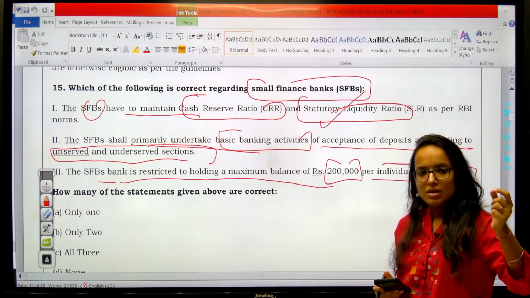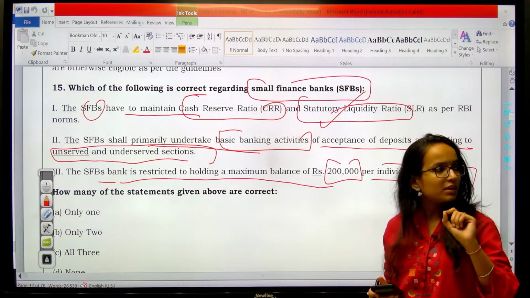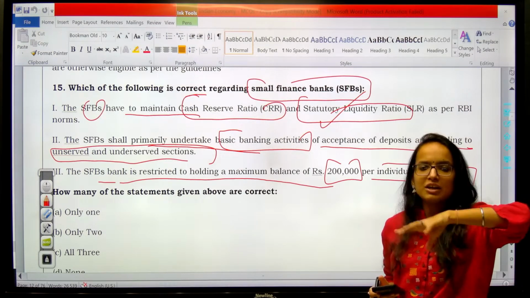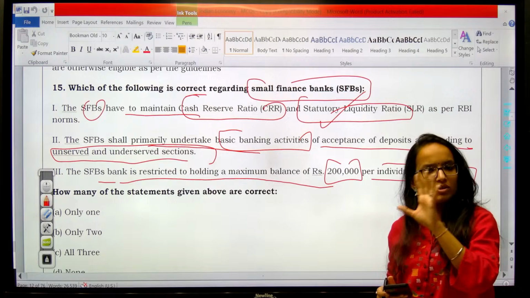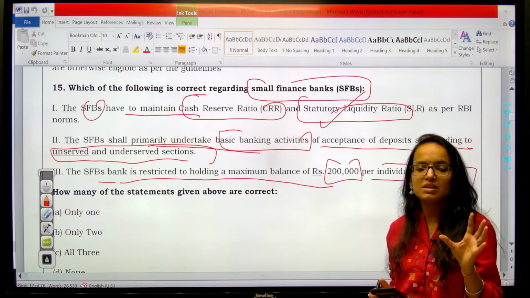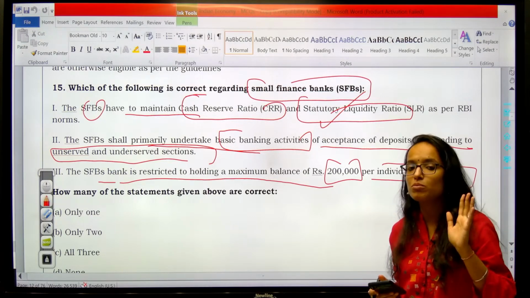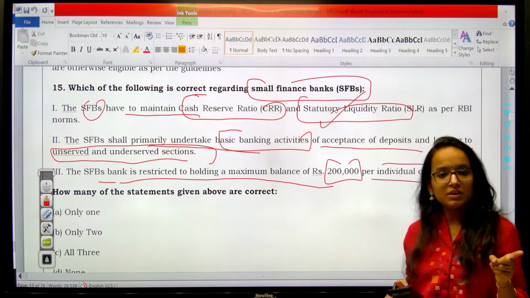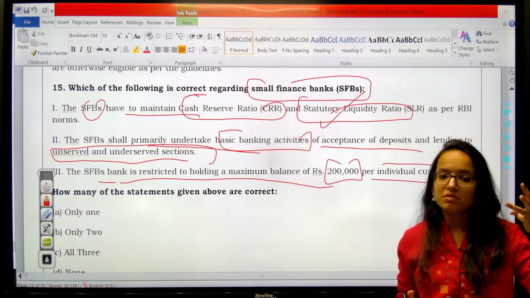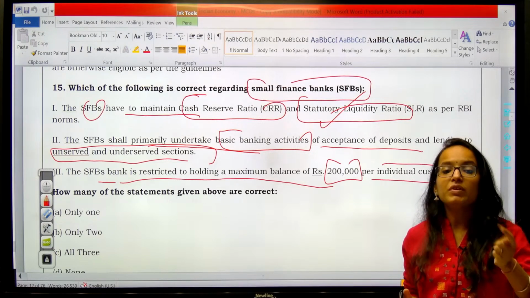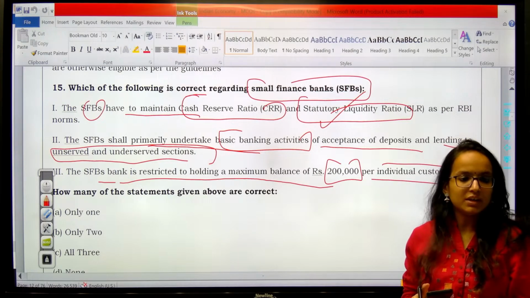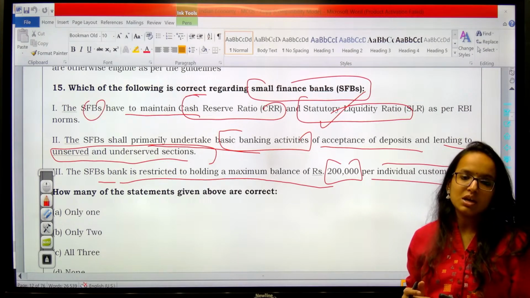So CRR is a certain percentage of your NDTL, net demand and time liabilities, which you need to keep in cash with the central bank. NDTL is your entire deposits, including current, saving, fixed deposit, anything which the bank has. So a certain percentage of it, as decided by the RBI, you have to keep with the central bank in the form of cash. What is SLR? Statutory liquidity ratio, a certain percentage of again NDTL, to be kept in 3 forms: government securities, gold and cash, with yourself or with the bank itself. Okay, so yes, SFB also has to adhere to the CRR and SLR reserve requirements, right?